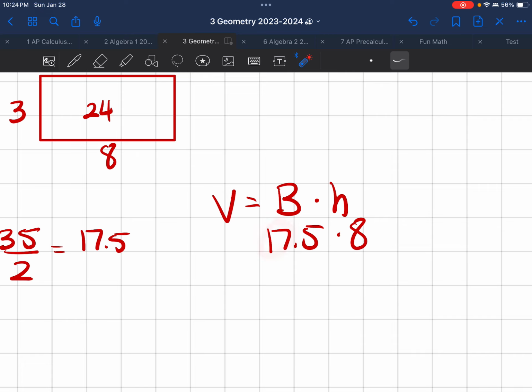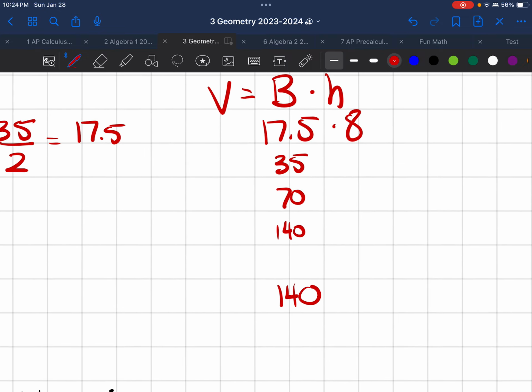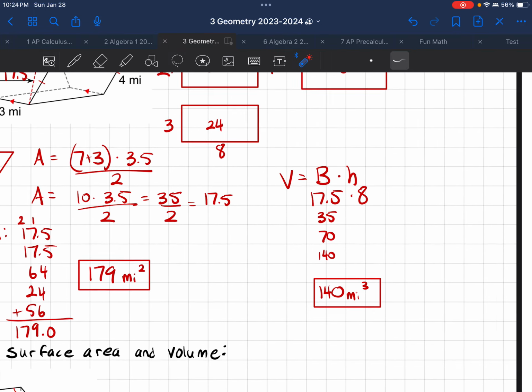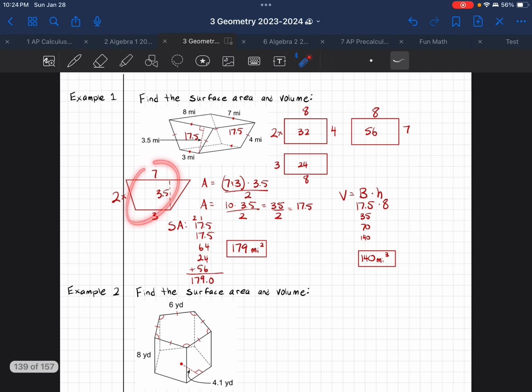So 17 doubled is 34. 0.5 doubled is 1. So 34 plus 1 is 35. So 35 is my first double. And I double it again to 70. And I double it again to 140. And there's my answer: 140 of my correct unit, in this case, miles. This is the third dimension, so it's going to be to the power of 3, 140 miles cubed. Excellent. And you can see how easy volume is when you have all the numbers already done from surface area.